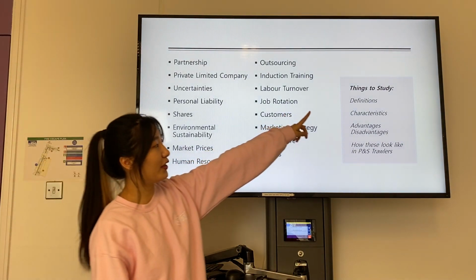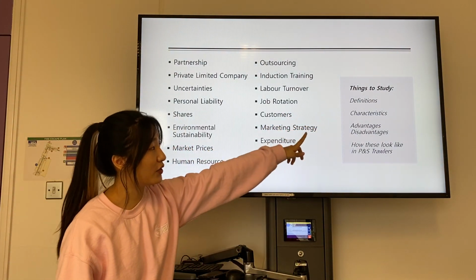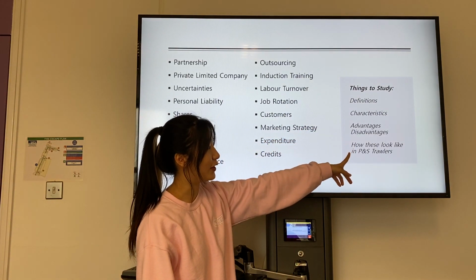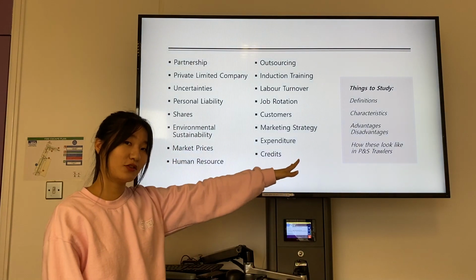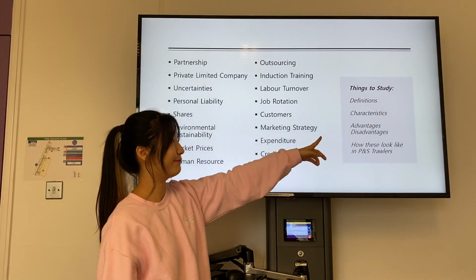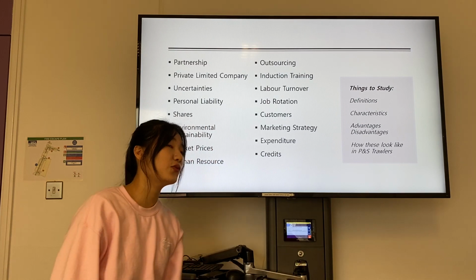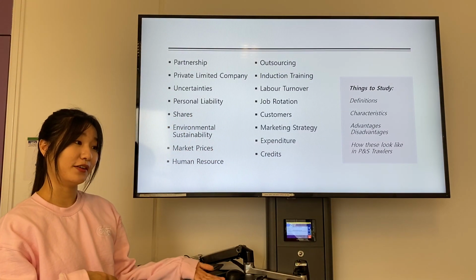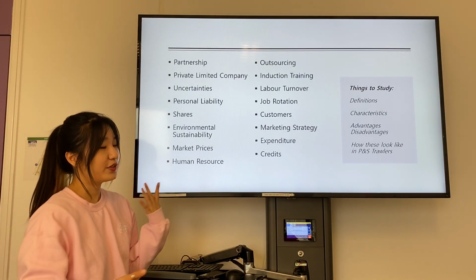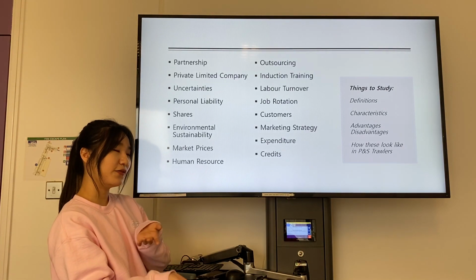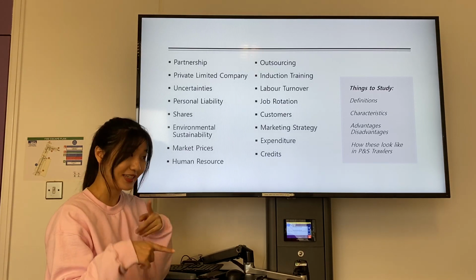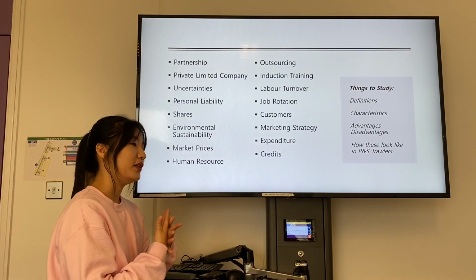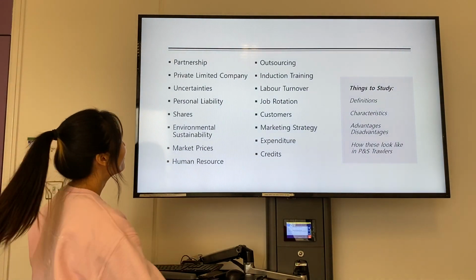So definitions, you're doing that for define questions. Characteristics, that's for describe questions. That links with how these look like in P&S Trawlers, because describing questions usually require application. Advantages and disadvantages for describing and stating questions. It's going to ask you to state an advantage, state a disadvantage, or describe two advantages. And if it says describe, you know that you're not going to stop at stating. You're going to be like, this means to P&S Trawlers it's going to be detrimental because, and all that.